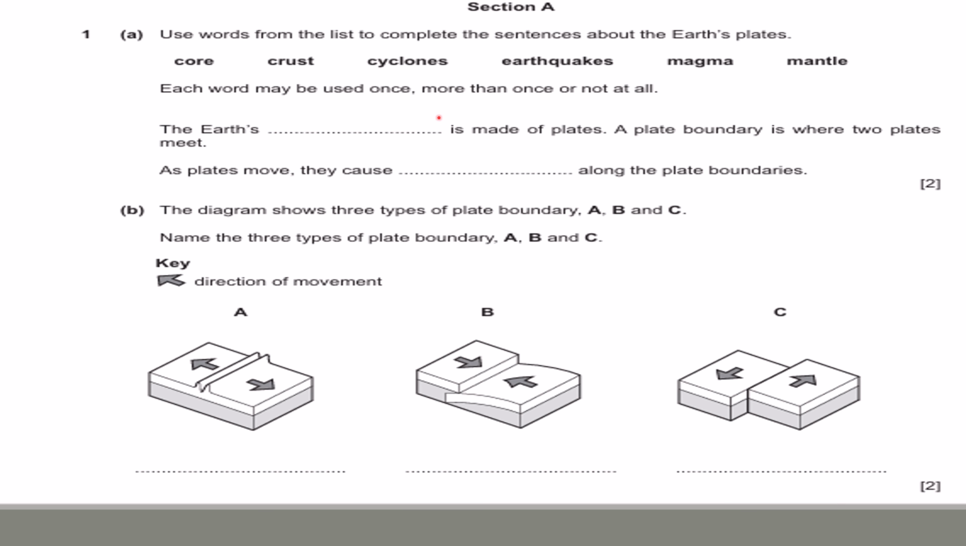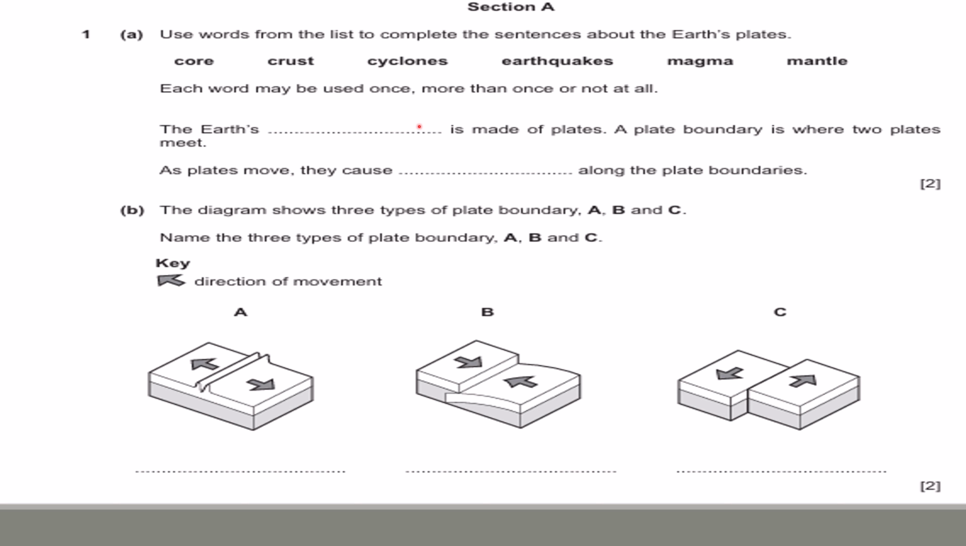Let's discuss Section A. Section A consists of short structured questions. All questions are compulsory. Questions are often resource-based, including graphs, tables, maps, photographs and diagrams. This section checks how well students can interpret information and apply their basic concepts.